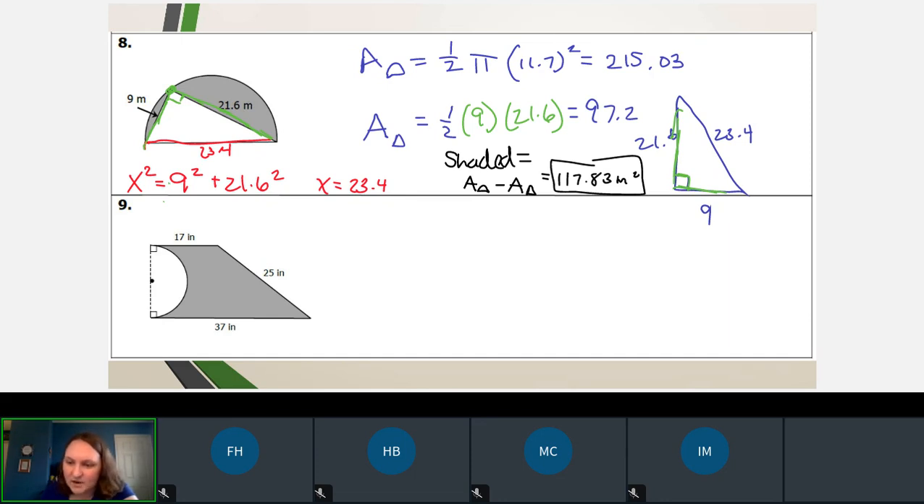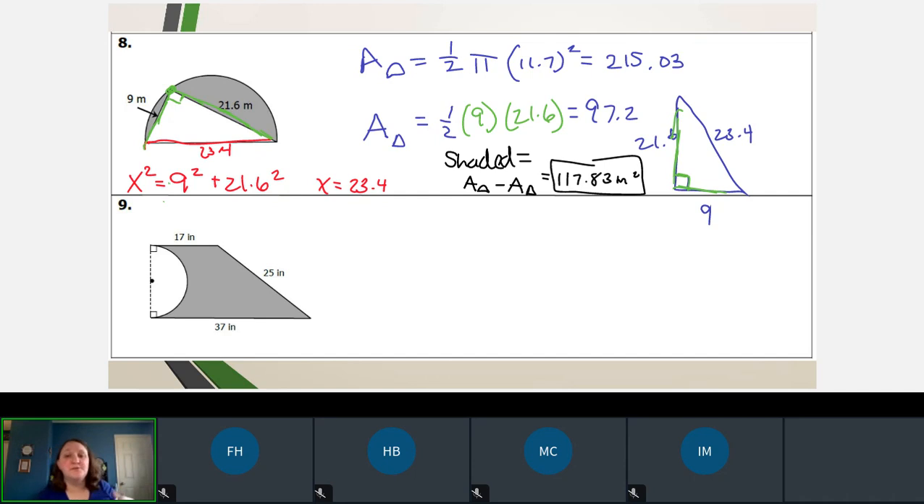Does it matter what side you call the base versus the height in a right triangle? No, it doesn't, Haley, because multiplication is commutative. So if I type 1/2 times 9 times 21.6 and you type 1/2 times 21.6 times 9, we get the same number. So yeah, in a right triangle, that doesn't matter as long as they're perpendicular to one another.